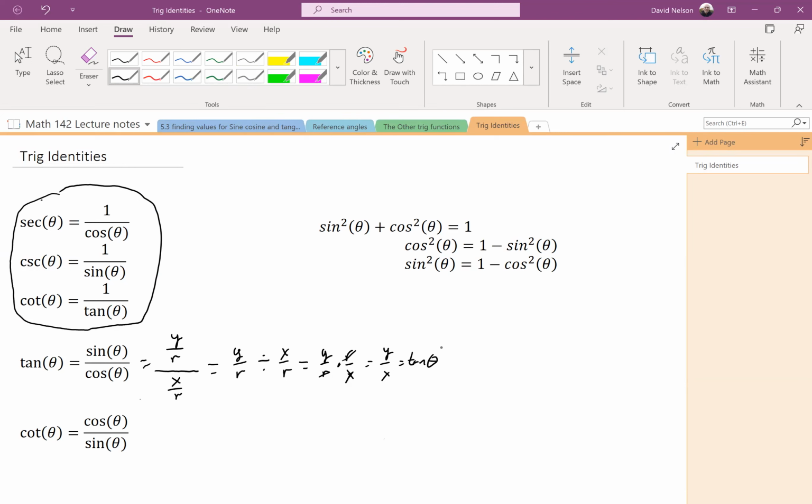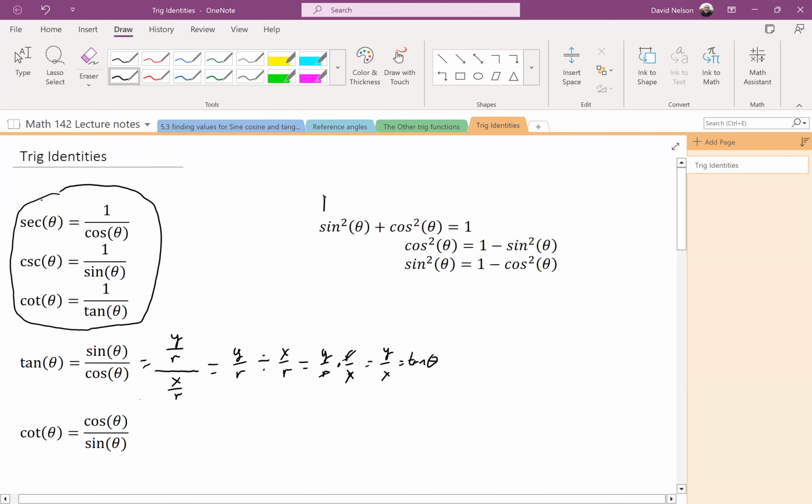And then we can combine that with the cotangent. We can do it with the y over r, x over r thing, or we can work off this. The cotangent is 1 over the tangent. It's the reciprocal of the tangent. So it's cosine over sine. So we have the tangent is sine over cosine, and cotangent is cosine over sine. We'll tend to use the tangent one more frequently than the cotangent, just because we see tangent more frequently than we see cotangent.